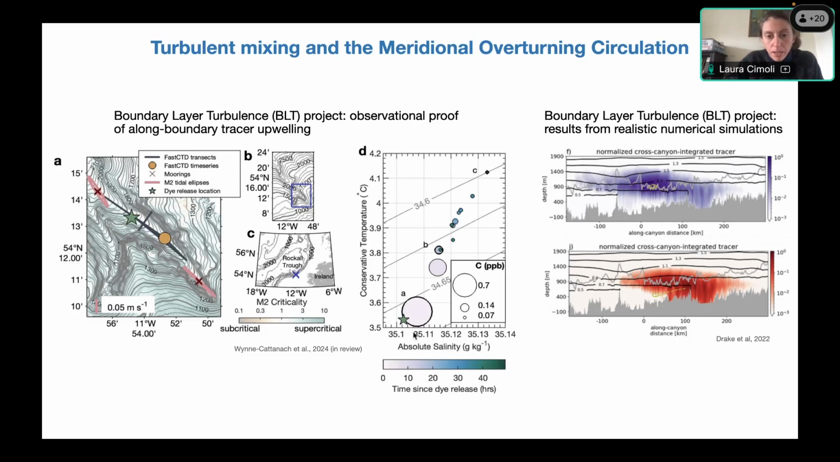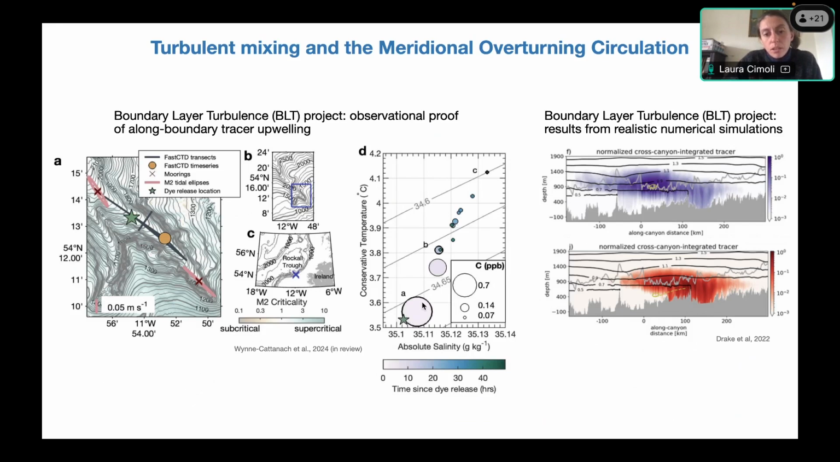This panel here, panel D, is a temperature-salinity plot, which shows the evolution of the center of mass of the dye as a function of time. The colors indicate time, the circles are the center of mass, and the size indicates the concentration. What it shows is that from the moment of injection, at the start here, the concentration decreases as it is diluted over time.